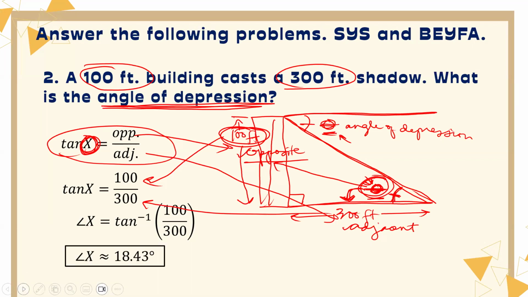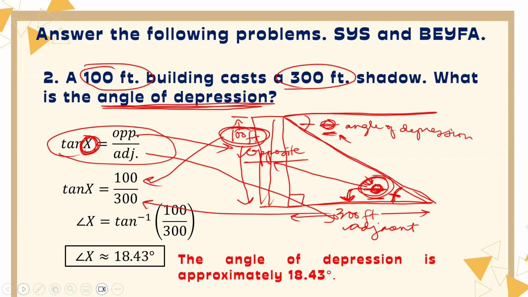So the correct answer is approximately 18.43 degrees. So the angle of depression is approximately 18.43 degrees. So who got the correct answer? We will check that in the chat box, in the comment section, who got the correct answer of 18.43 degrees.